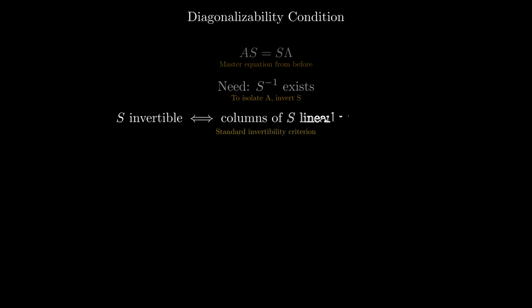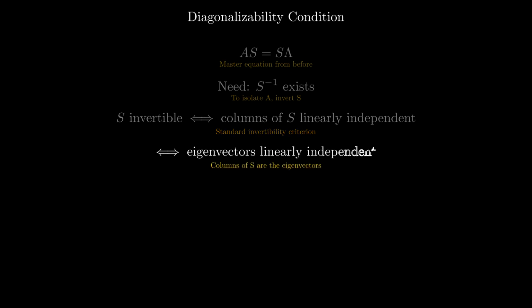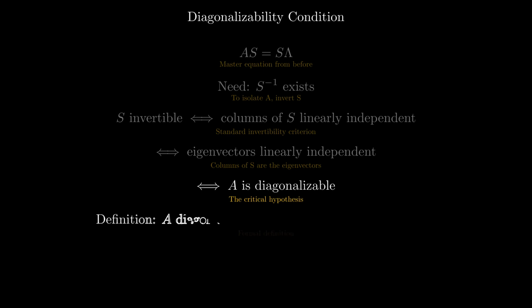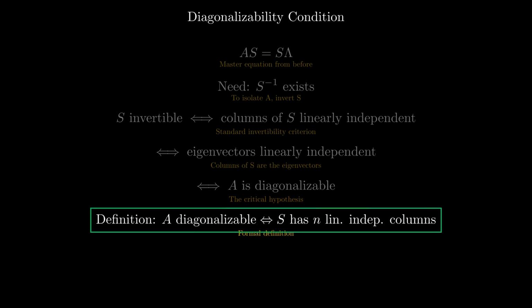We have AS equals S lambda, but that's only half the story. This equation holds whenever A has eigenvectors. To isolate A itself, we need to invert S, and S is invertible only when its columns, the eigenvectors, are linearly independent, meaning no eigenvector is a combination of the others. That requirement is the critical hypothesis. We call A diagonalizable exactly when S has n linearly independent columns.